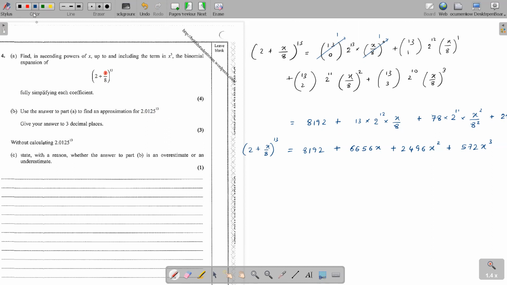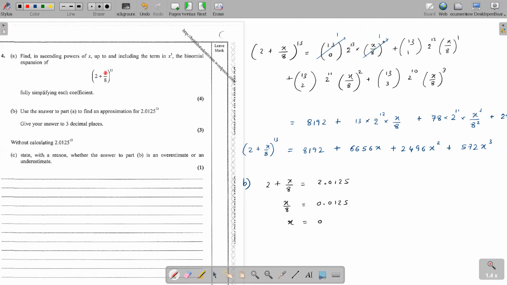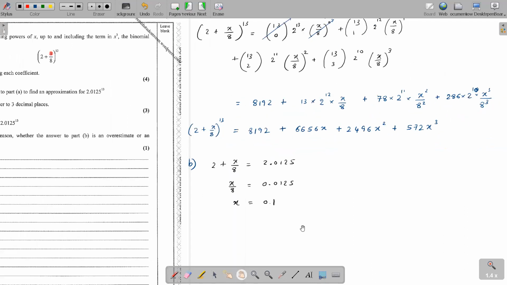So let's make the inside equal, for part B. Let's make the inside function 2 plus x over 8 equal to 2.0125, because I need to find what is the x value that makes this inside. So x over 8 equals 0.0125 after subtracting 2. When I multiply 0.0125 with 8, I get 1 over 10. X is 0.1. So that's what you need to substitute here.